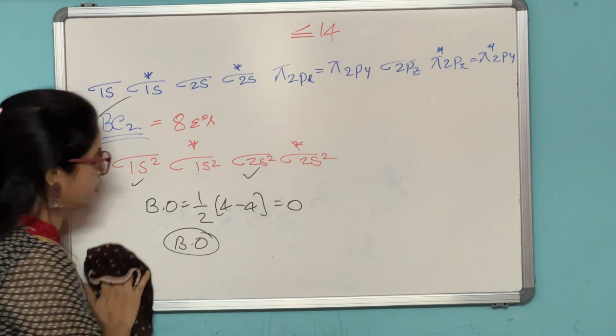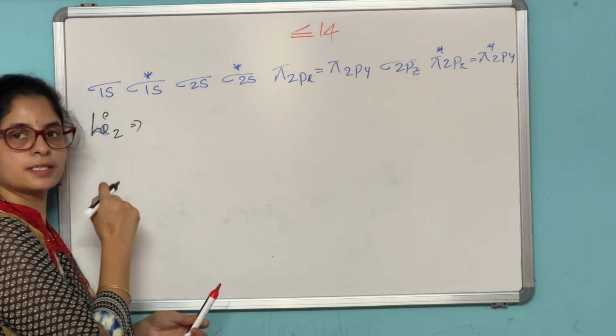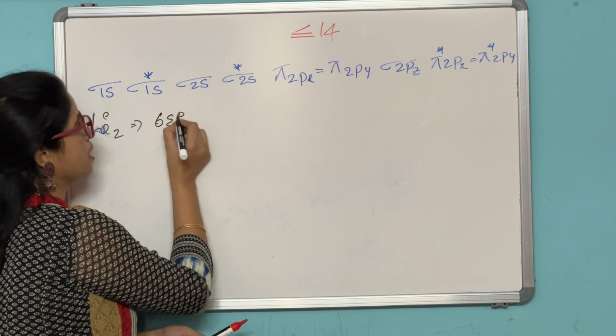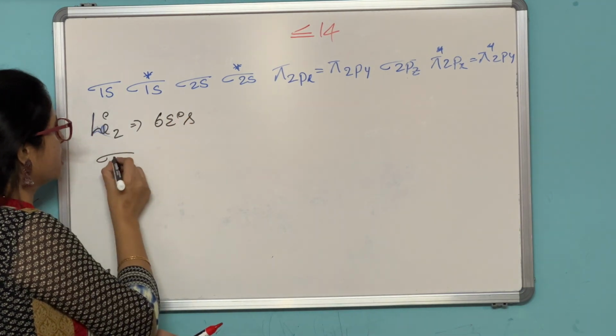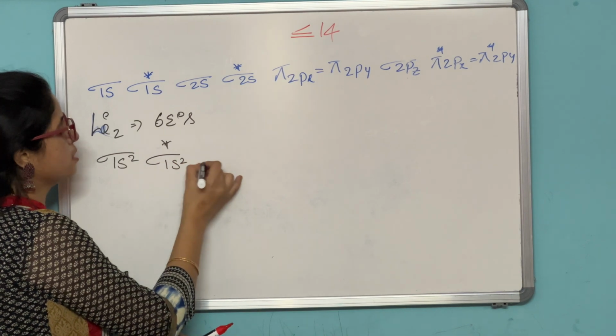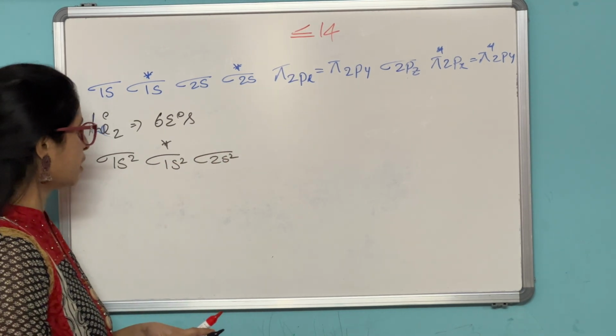Okay. Next one, Li2. Here for lithium, the atomic number Z is equal to 3. So 2 times 3 is 6 electrons. Write down the electronic configuration: sigma 1s2, sigma star 1s2, sigma 2s2. Then calculate the bond order.